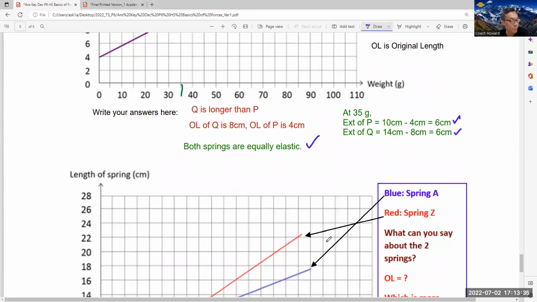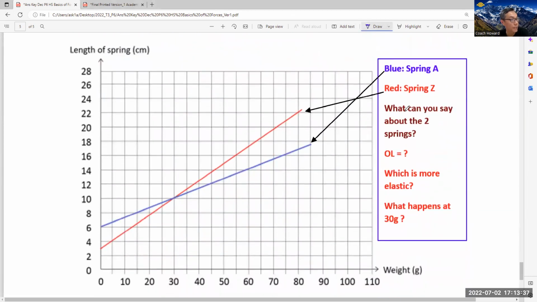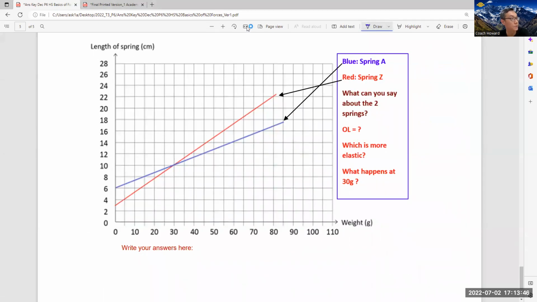Okay, let's look at another spring. Now I have a spring A and spring Z. So the same questions. What can you say about the two springs? Which is longer? Can you see at the beginning? This one, right? The blue color one. So spring A is longer. A is longer than Z. Okay, original length.